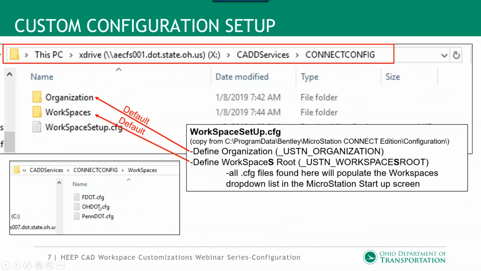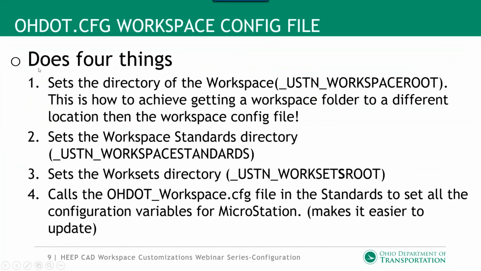So remember this ODOT config file for the workspace. So what do we do in that file? We do 4 things. The first thing we're going to do is set the workspace root. That's where the workspace is. We're just going to look for your workspace files, like dgen libs, the libraries, and whatnot. And same thing with the standards. It just goes to the standards folder inside your workspace, as well as where the work set's going with this variable. And the last thing we do is we call a main config file.